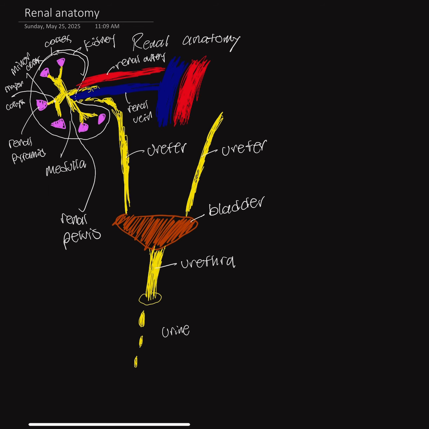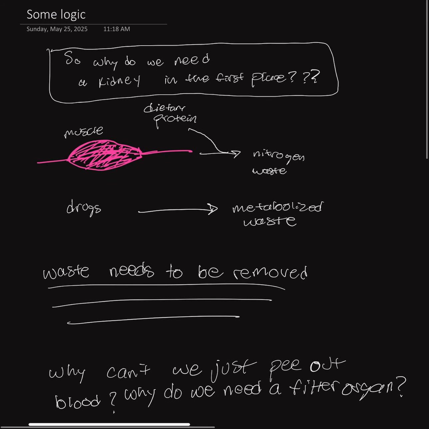Okay, so that was the anatomy. I'm going to move on now to some logic because I think it's really important to understand why we produce urine in the first place. So why do we need a kidney in the first place? Why don't we just pee out blood, or why do we need to excrete anything at all, right? Because we could just keep cycling the same blood over and over again, and the heart will oxygenate it. So why do we need it in the first place?